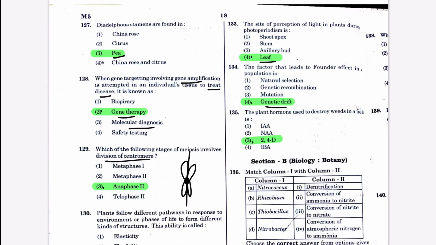Okay, so whenever this drift occurs and a new set of species is involved, the original individuals would be called the founders, right? So this is called the founder effect. Okay, 135, the plant hormone which is used to destroy weeds, right? So obviously it must be an auxin and the answer here is 2,4-D.